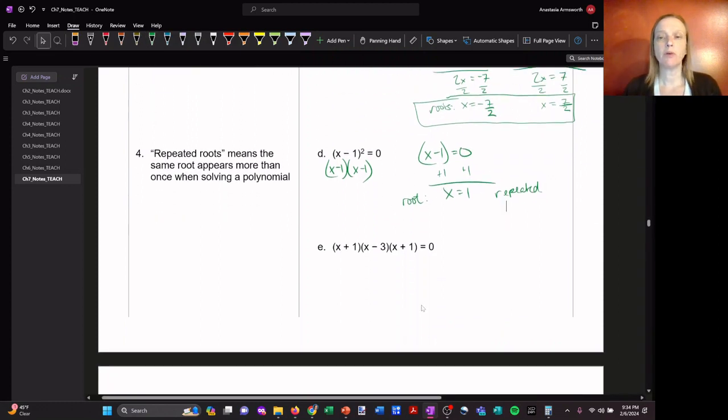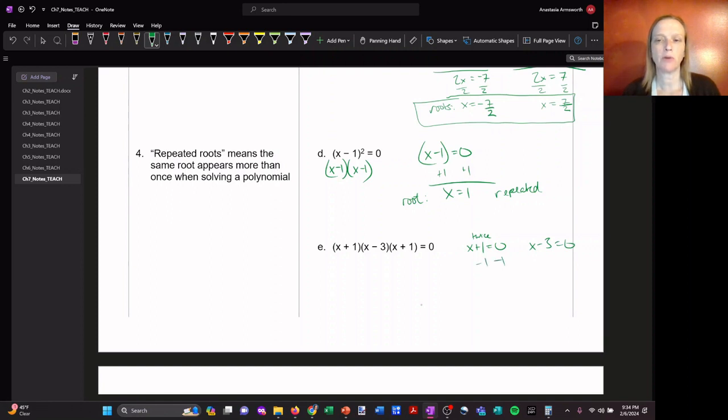Another example with repeated roots. Here we've got x plus 1 times x minus 3 times x plus 1. Those are all quantities. And so again, either the x plus 1 equals 0, which appears twice, or x minus 3 equals 0. Subtracting 1 from both sides gives us x equals negative 1.